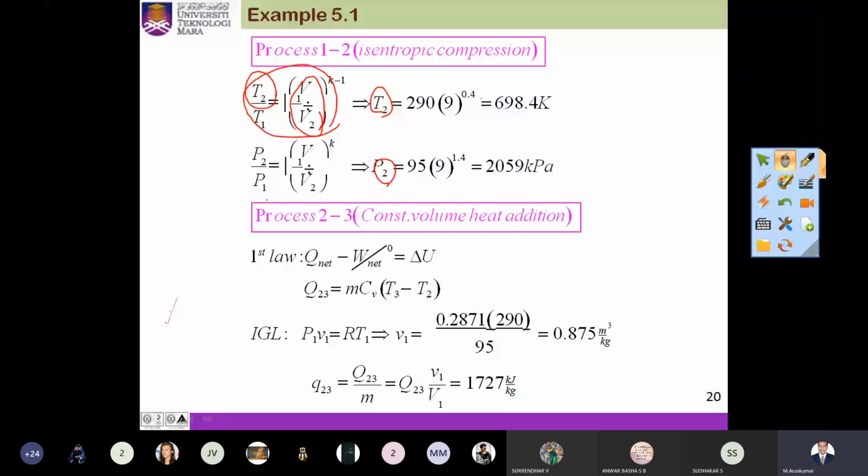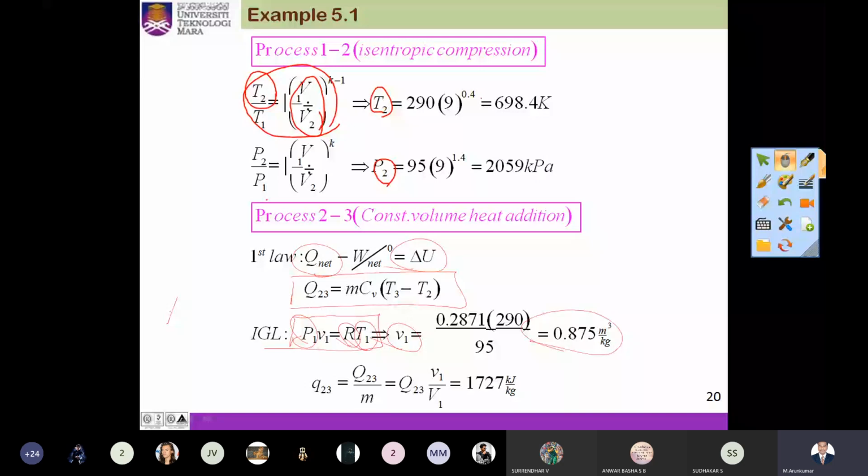Then if you go to the second process, we have constant volume heat addition, from state 2 to 3. So you know the equation, that is delta U equal to Q net here. So here only Q in will be there. So we have this equation, Q2 to 3 equal to m Cv (T3 minus T2). Also we know this equation, Pv equal to RT. So here we have P1, then we have RT1, and we know the value for R. If you substitute, we can calculate the value for small v1, that is the specific volume at state 1. We can have this value as 0.875 meter cube per kg.